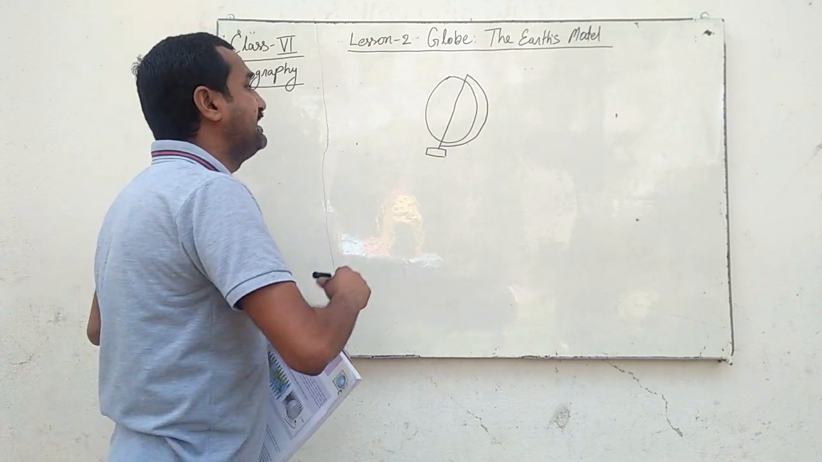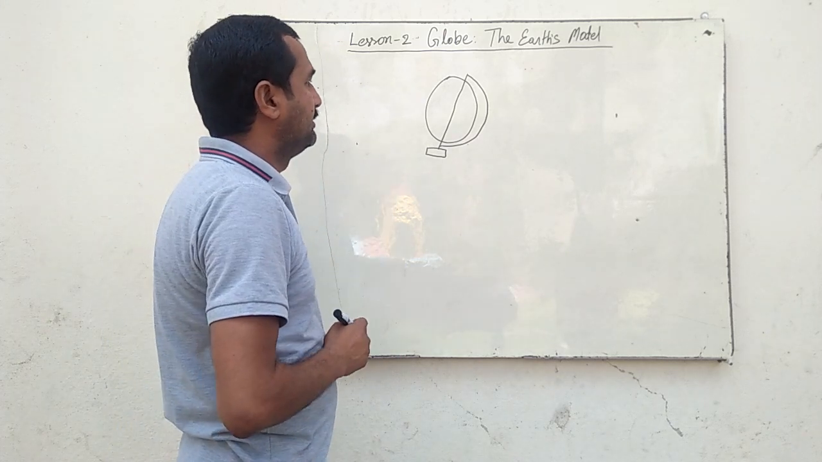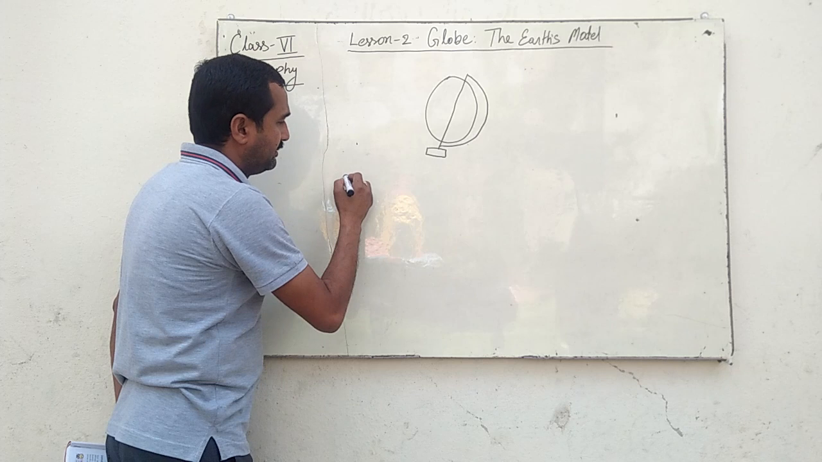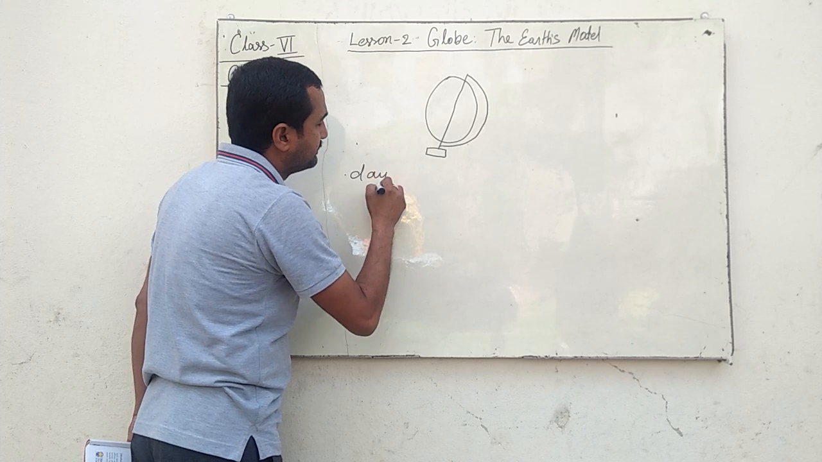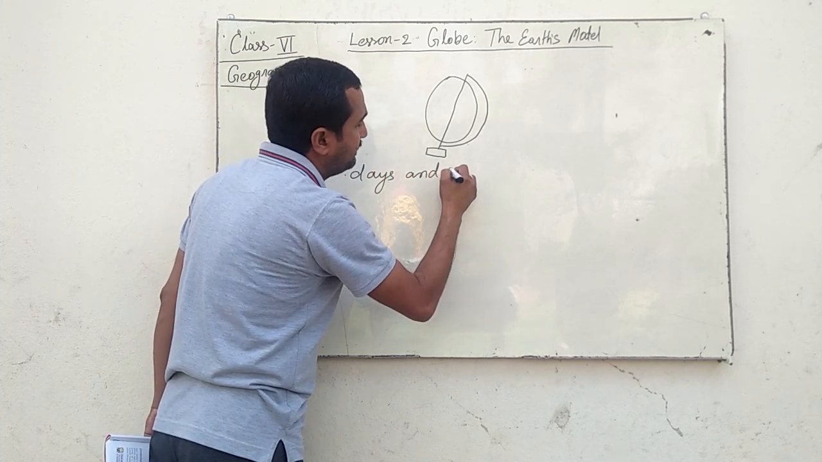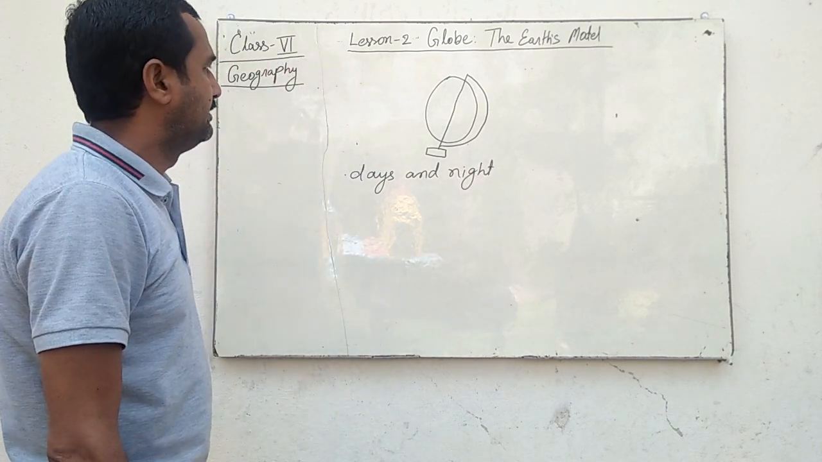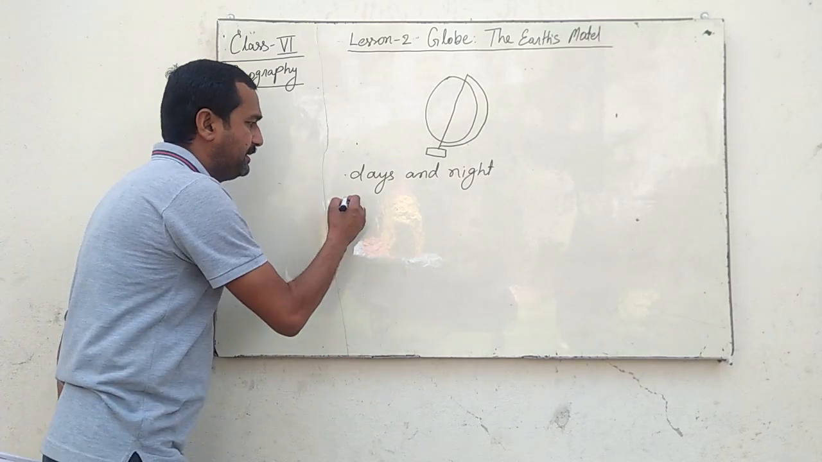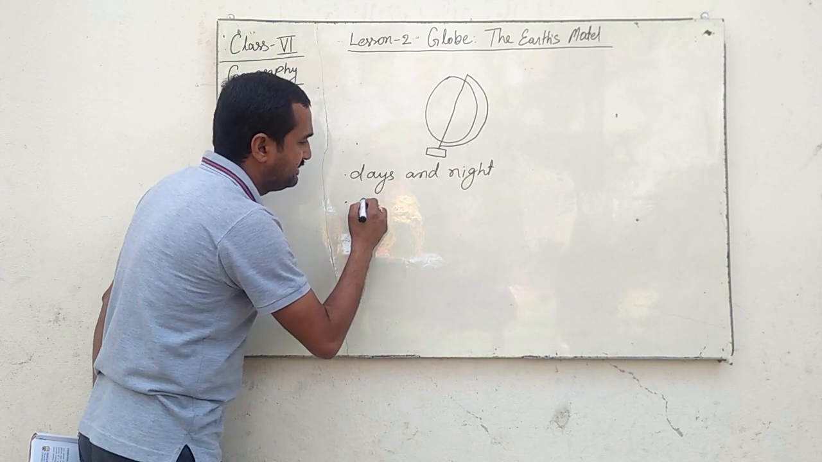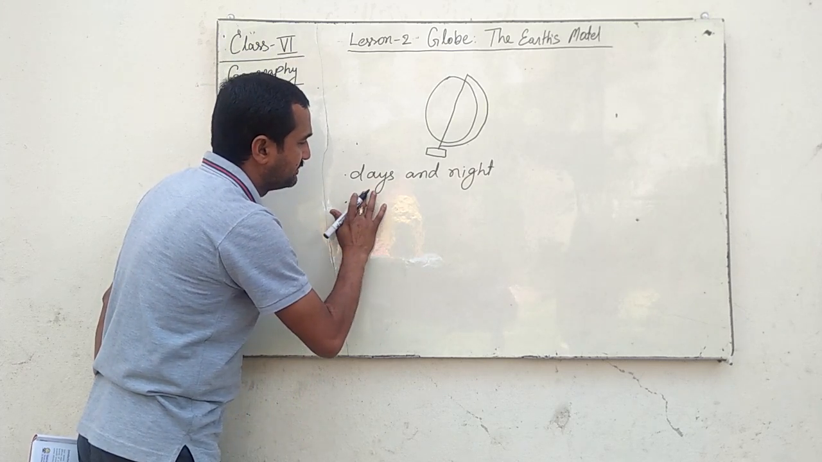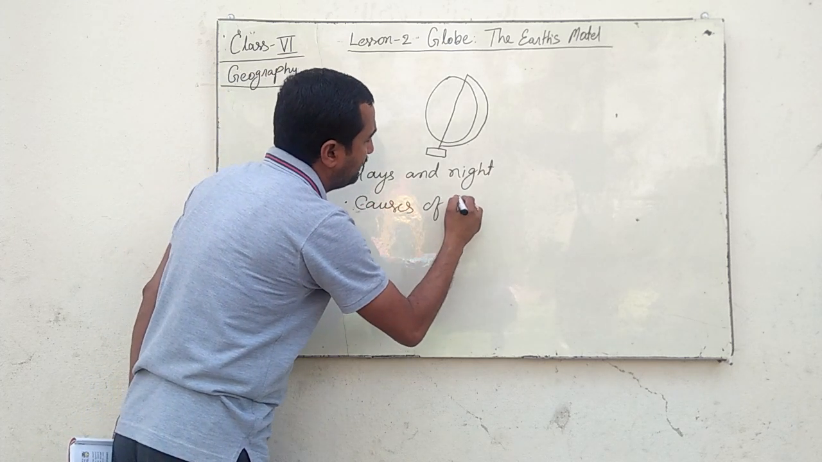Now, what are the uses of this globe? The globe is used for knowing the cause of days and nights, how the nights and days are caused. Number two, it is also used to know how the seasons are caused, the causes of seasons.